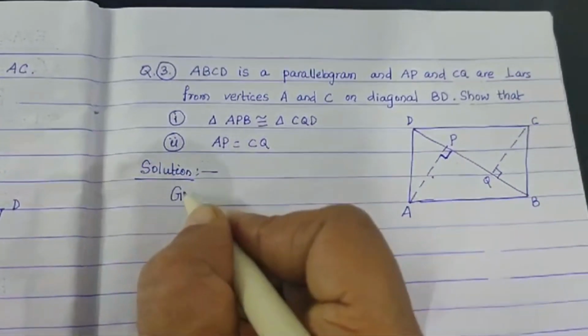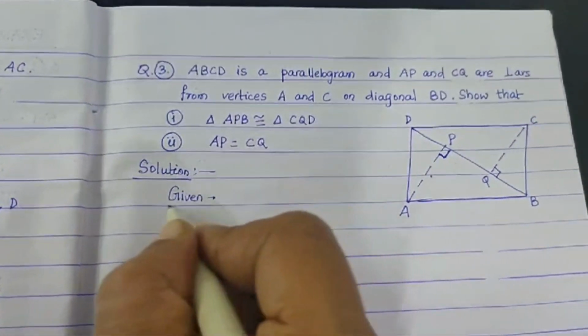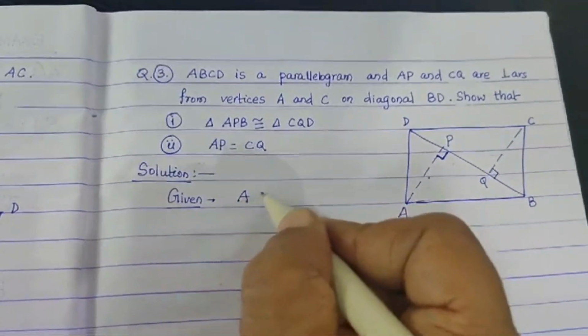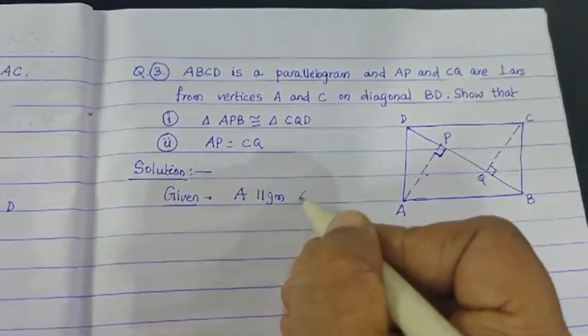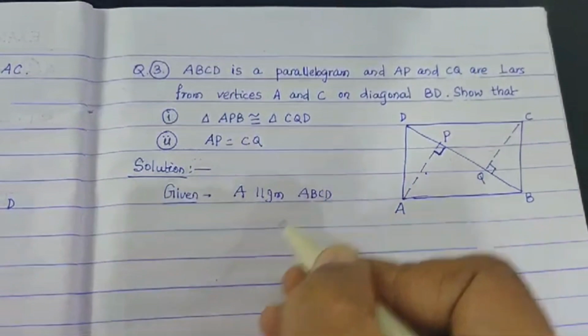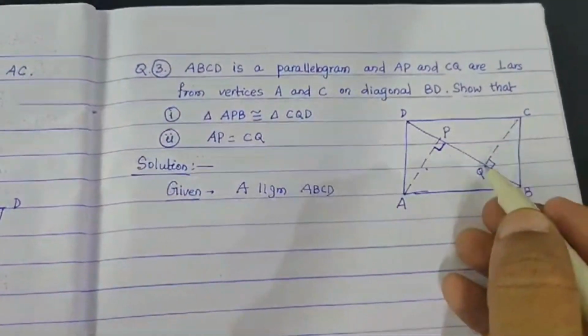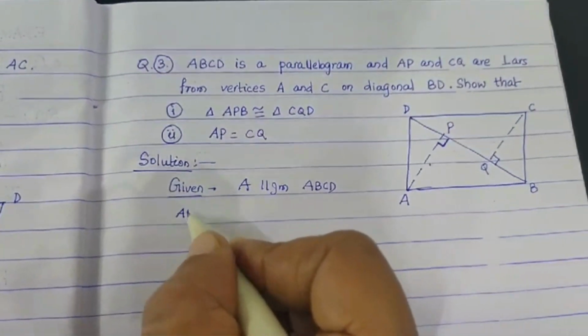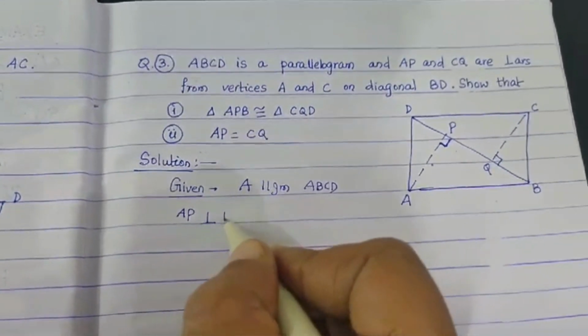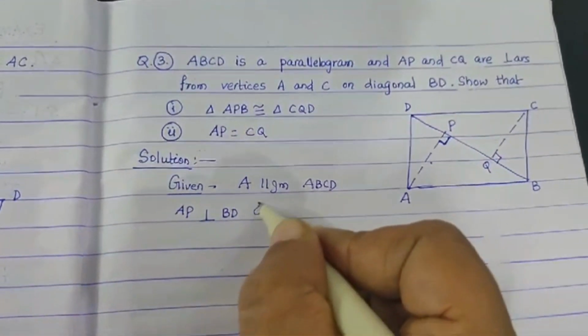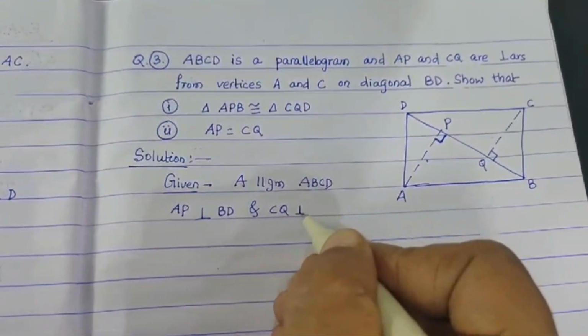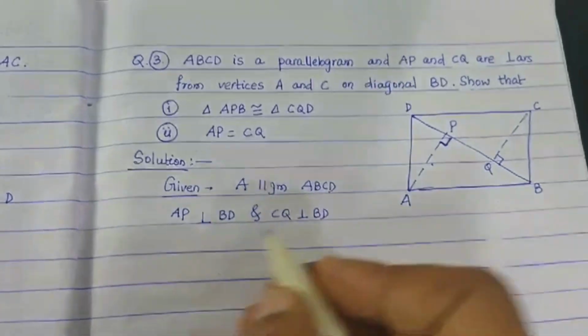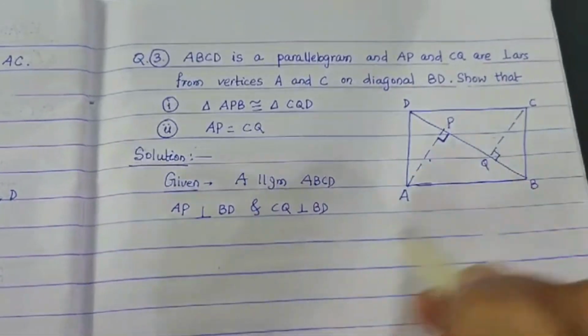So what is given? Given is a parallelogram ABCD. AP and CQ are perpendiculars. AP perpendicular to BD and CQ also perpendicular to BD. That means this angle is 90 degree, this angle is 90 degree.